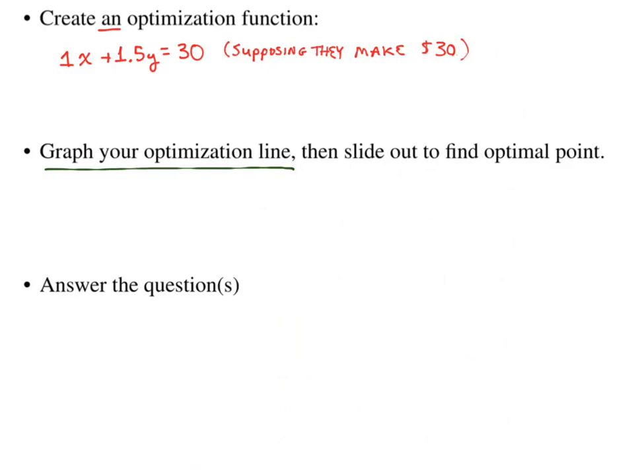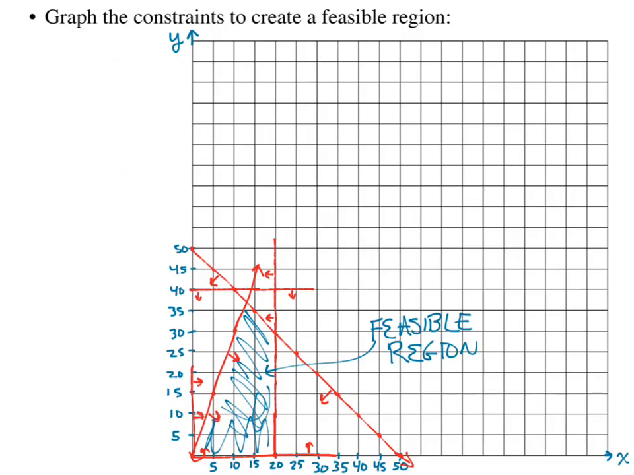The easiest way to do this is by graphing with the intercepts. So we have 30, and I'll graph it in green here. We get an intercept at (30, 0), and then an intercept at (0, 20), and then graphing it. That is the line of all the options they can have where they make $30.